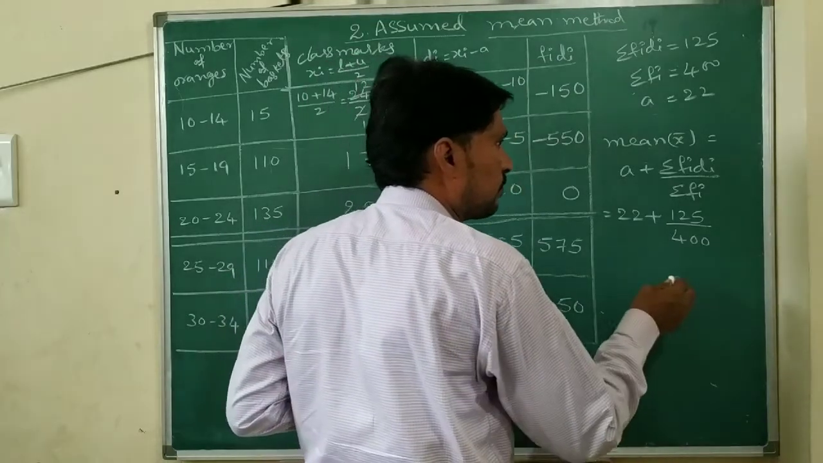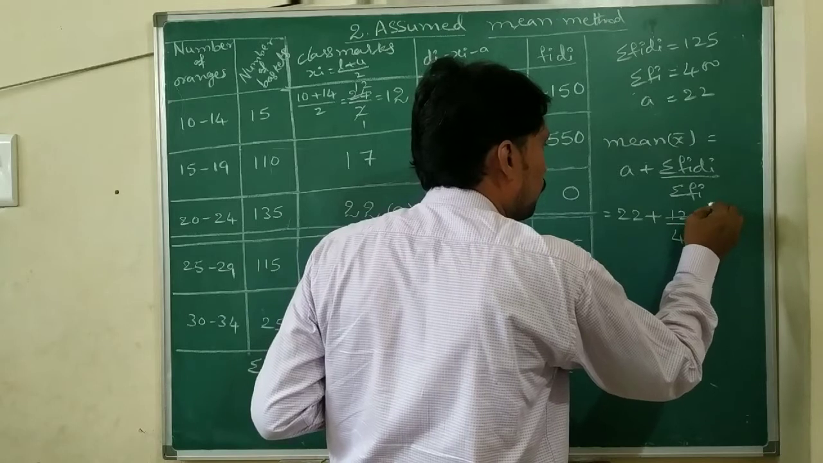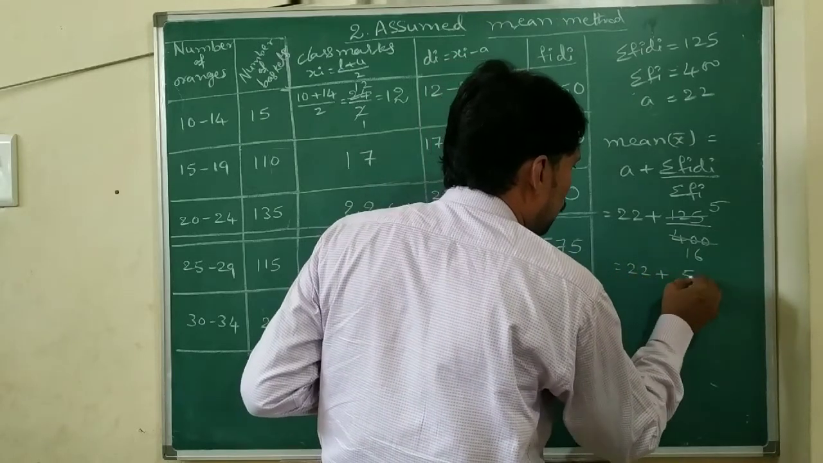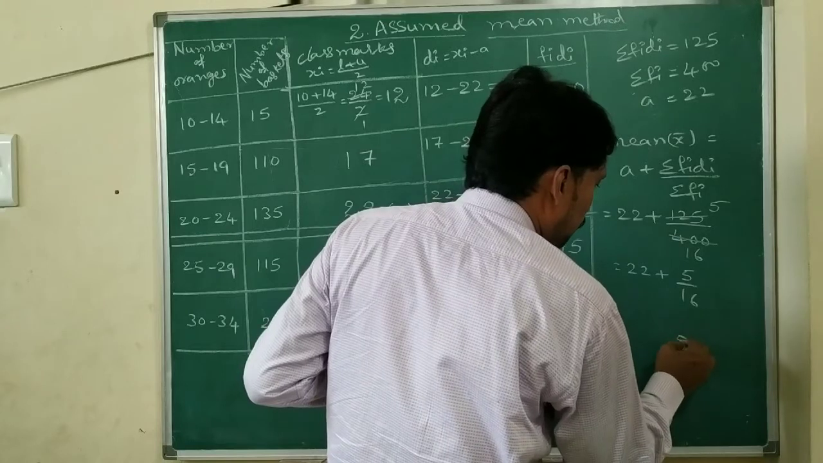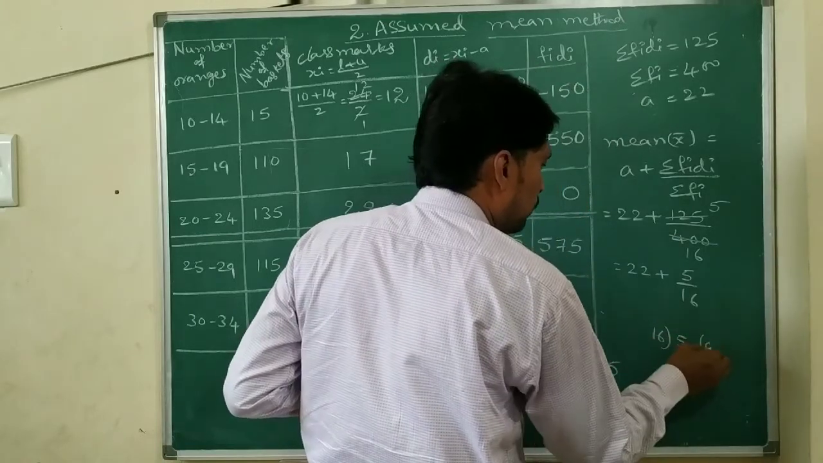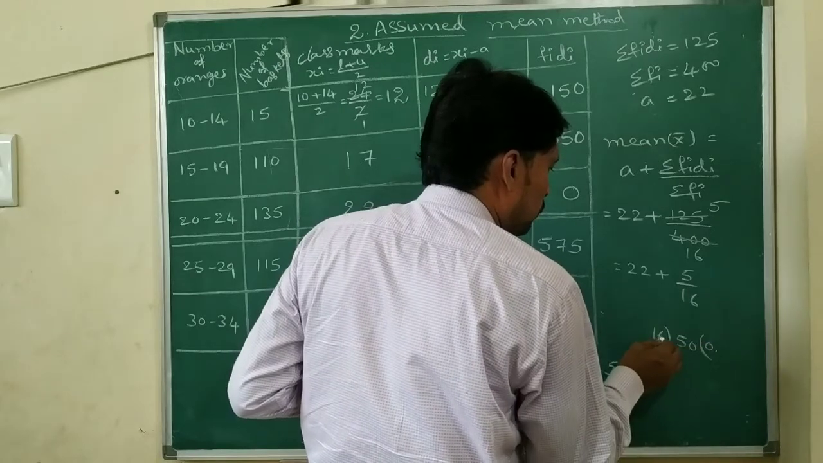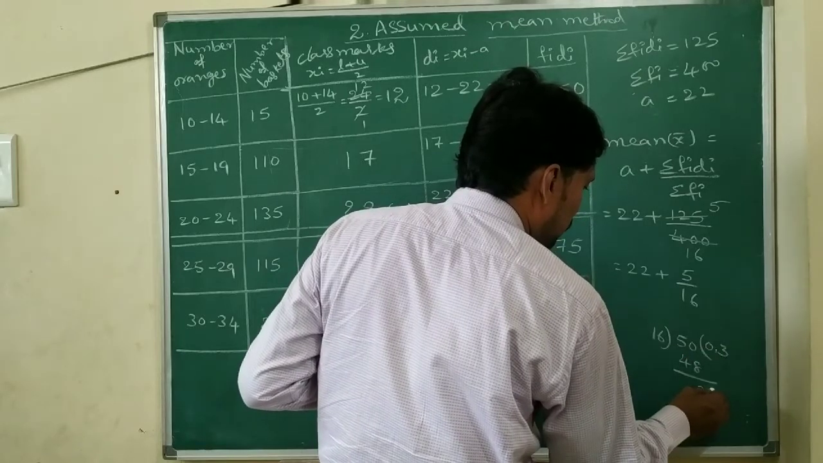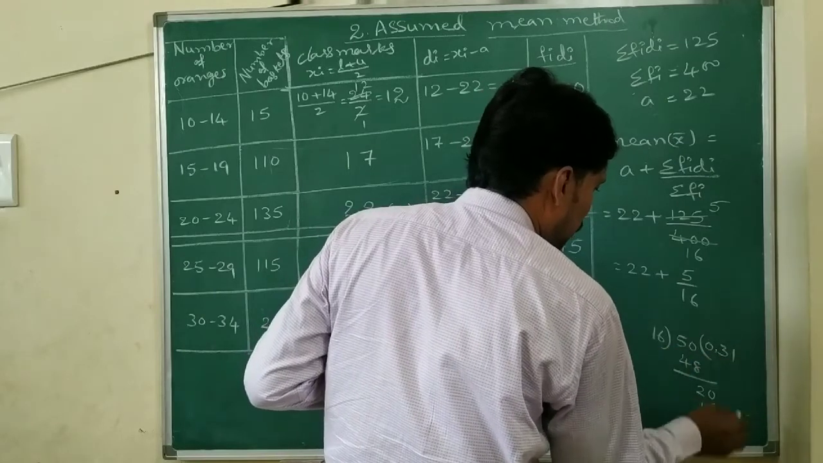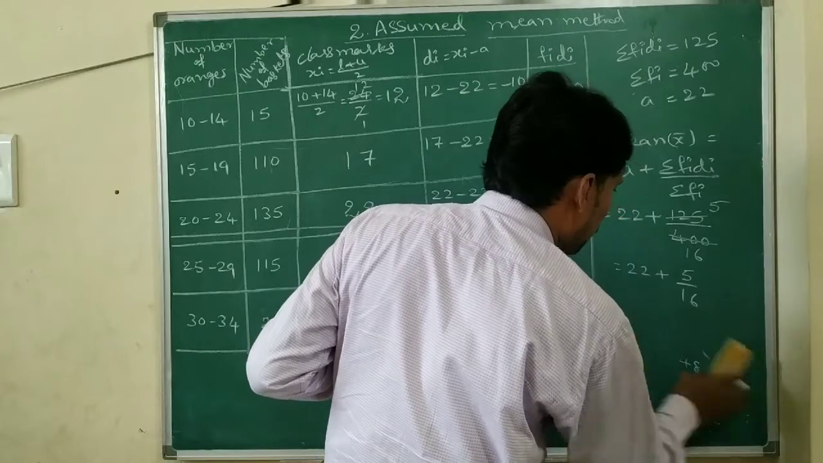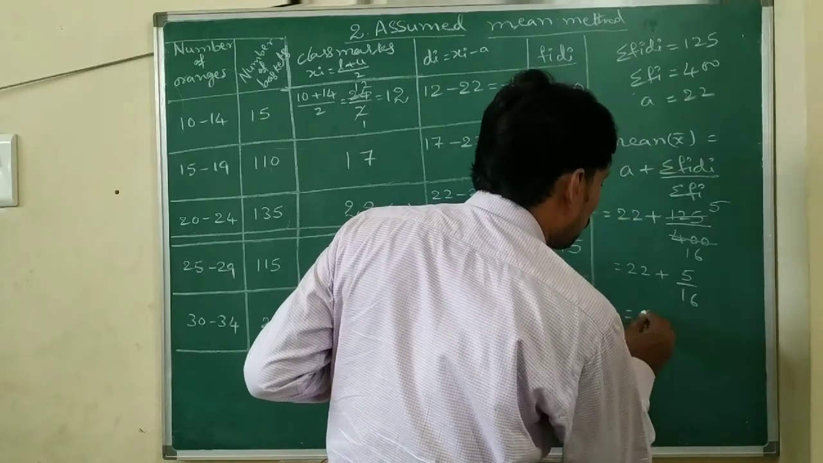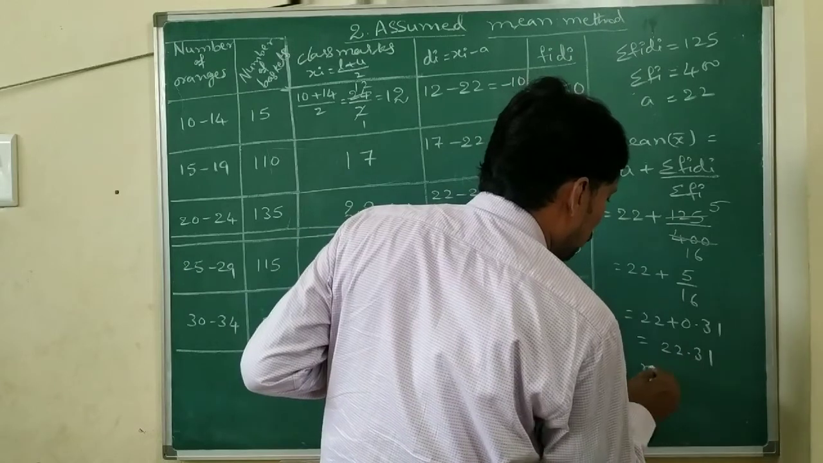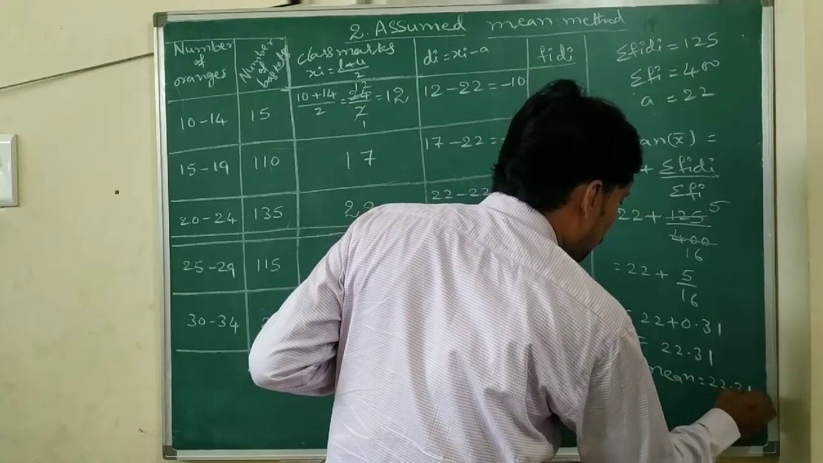Now I am cancelling the 25 table. 25 ones are 25, 25 fives are 125, 25 sixteens are 400. Means 22 plus 5 by 16. Now we need to do the division. 5 divided by 16 does not go, so we put a point and take 0. 16 threes are 48. 50 minus 48 is 2. Already we kept the point, so here we can take 0. 16 ones are 16, so it goes on. Here we got 0.31. 5 by 16 value is 0.31. So 22 plus 0.31 is 22.31. So mean x bar equals 22.31.